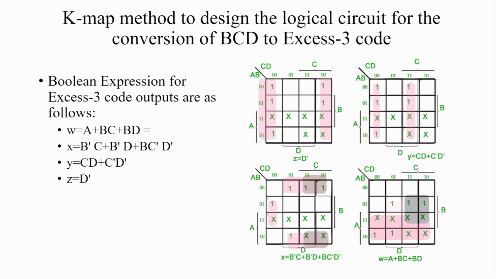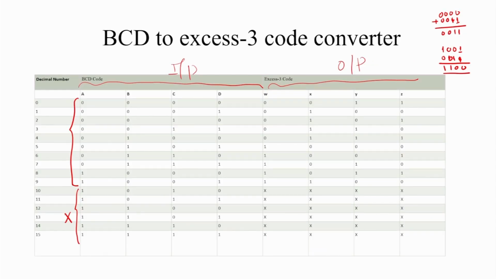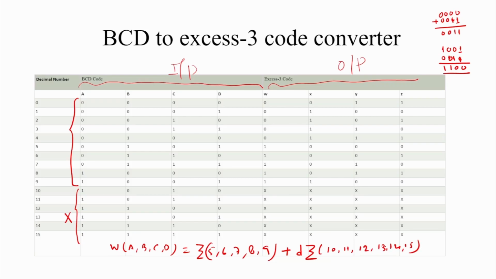Here we use a K-map to design the logical circuit for conversion of BCD to Excess-3 code. Let us see output W of the Excess-3 code in terms of A, B, C, D. W is 1 for the input combinations corresponding to 5, 6, 7, 8 and 9. In these particular combinations, the W output of the Excess-3 code is 1, and the rest are 0, and the output combinations 10 to 15 are don't care: don't care in summation 10, 11, 12, 13, 14 and 15. For these combinations, we do not clearly know whether the value of that output is 0 or 1.